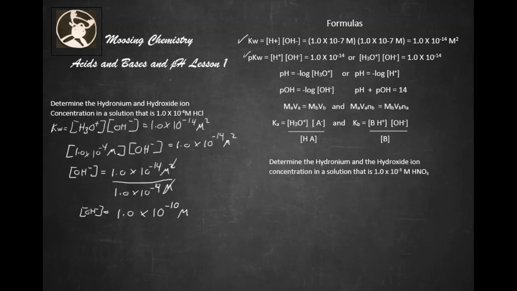Okay, alright, so now what we're going to do is set up our problem. H3O+ times OH negative equals 1.0 times 10 to the negative 14 M squared. Alright, so now we know that our hydronium ion is going to be the acid.